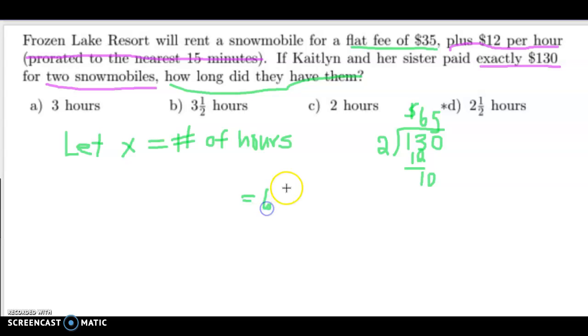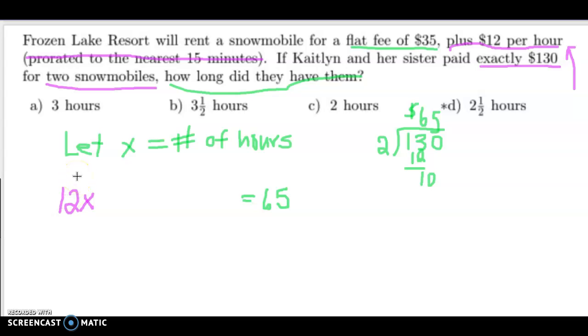So I'm going to put that $65 after the equal sign. Now it says I paid a flat fee of $35 plus $12 per hour. Well, if my X is equal to the number of hours, which one of these two numbers describes the number of hours? Is it the flat fee or is it the $12 per hour? Hopefully you're saying it's the $12 per hour because 12 describes my X by saying that for every number of hours I rent the snowmobile, I'm going to pay $12.